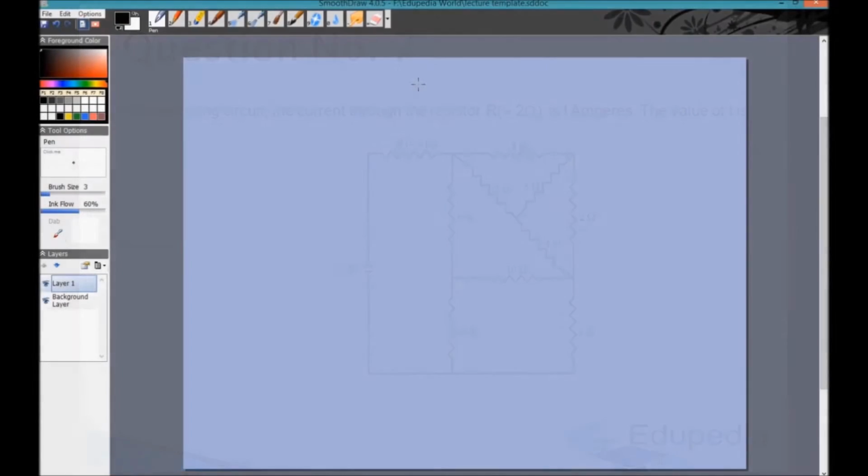Okay, the next question is quite easy. We are given a circuit. I'm just going to draw the circuit. This is supposed to be a battery. So this is the bigger one here. So this is a 6.5 volt battery.